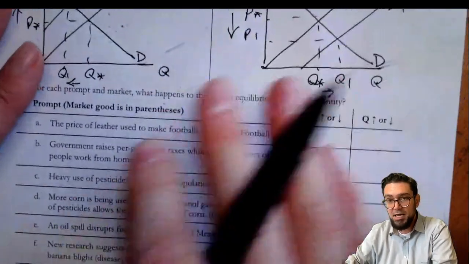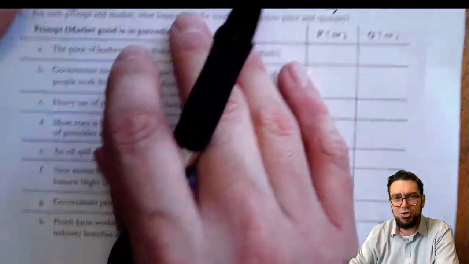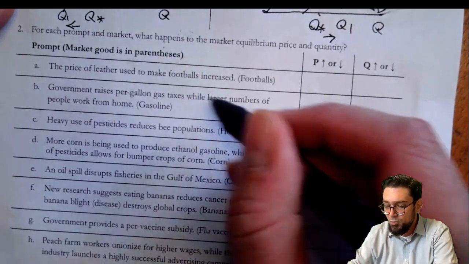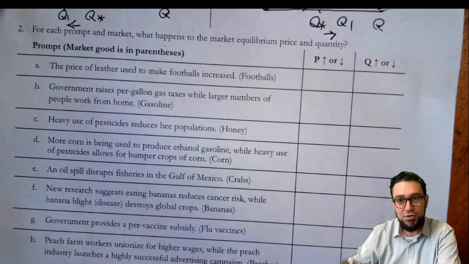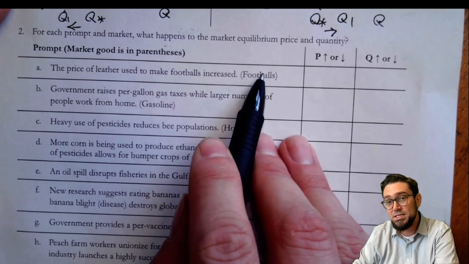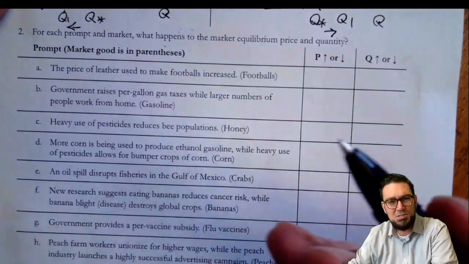All right, now the bottom ones here are different goods, and it's different prompts, and it's asking what happens to price and what happens to quantity. What we're going to try to do is think about what would be the shifter and then move from there. So the price of leather used to make footballs increased, and if the good is footballs, that's an input cost, right? It's more expensive to produce them.